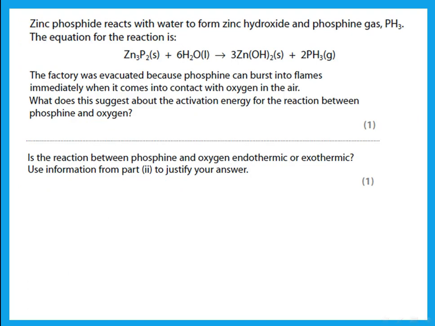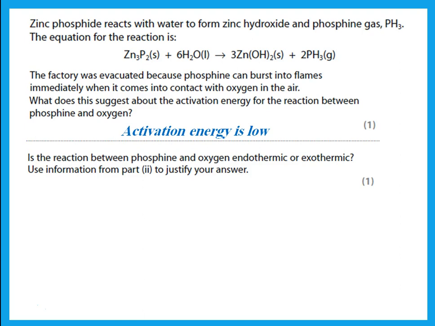This question says zinc phosphide reacts with water to form zinc hydroxide and phosphine, and he's saying the factory was evacuated because phosphine can burst into flames immediately when it comes into contact with oxygen. What does this suggest about the activation energy? Now, if something will spontaneously burst into flames, that means it's a very fast reaction. And what does that tell you about the activation energy? Remember, if a reaction is very fast, that means its activation energy is low.